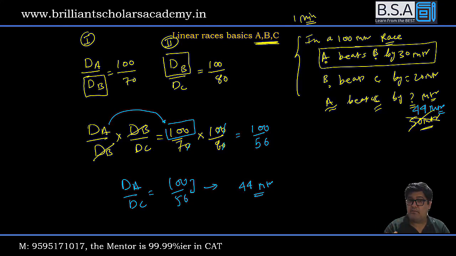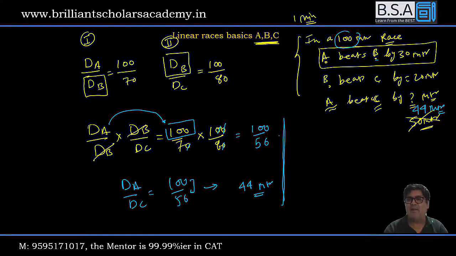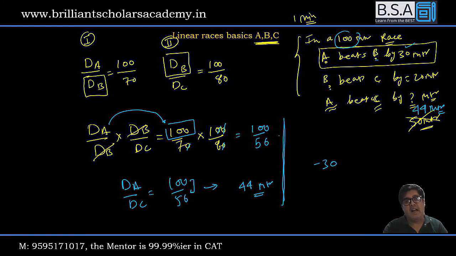Now, what is another way to look at this? Again, it will take you some time to understand what I'm doing here. Pay attention to the language. In a 100-meter race, A is below B by 30%. And in the 100-meter race, C is below B by 20%. So it is called successive change. A plus B plus A into B upon 100.